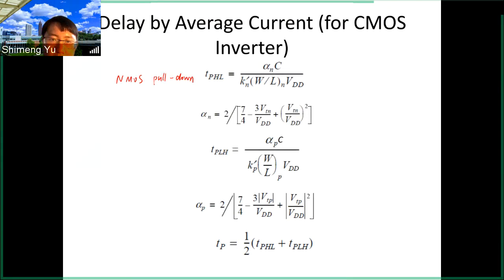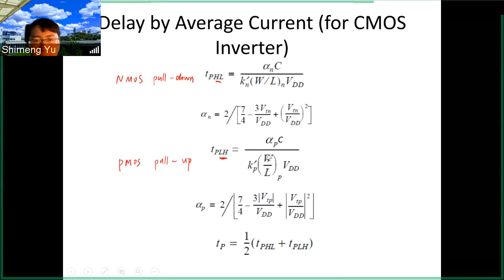And similarly, you can do the tPLH, that is low to high, and the PMOS is for pull up from low to high. So here the conclusion will be very similar. The only difference is that you need to change the NMOS parameters to the PMOS ones, like Kp prime and W over Lp, and then the threshold voltage for the PMOS. Of course, here we take the absolute value for the PMOS. Then the average of those two will give the tP.